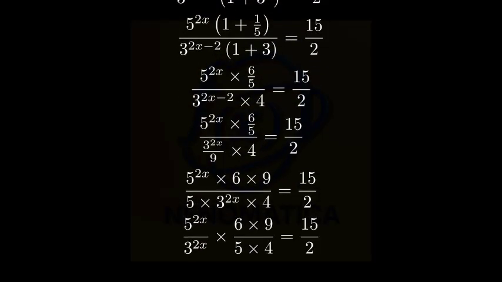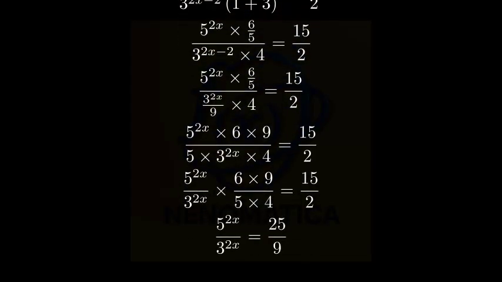We can separate the exponential terms and the numerical terms, giving us 5 to the 2x divided by 3 to the 2x times 6 times 9 divided by 5 times 4. Let's simplify the numerical part. 6 times 9 equals 54, and 5 times 4 equals 20. 54 divided by 20 simplifies to 27 divided by 10, which is the same as 15 halves.